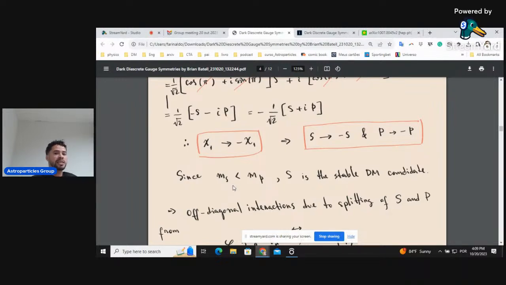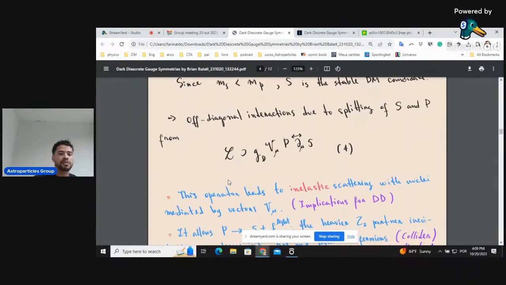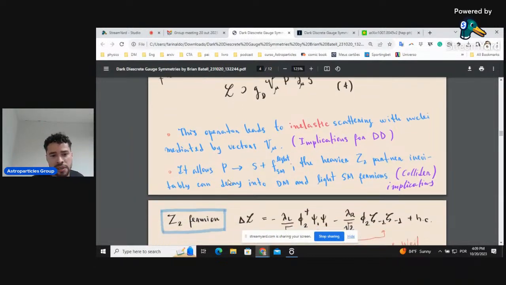This equation basically means that P could decay into S, but S cannot decay into anything, right? So S is the stable one; it doesn't decay. Then he talks a little bit about diagonal interactions that will be very important in direct detection searches, and the implications basically will be this kind of inelastic scattering, and it's a very complex thing that I don't have much knowledge of, just a little bit.